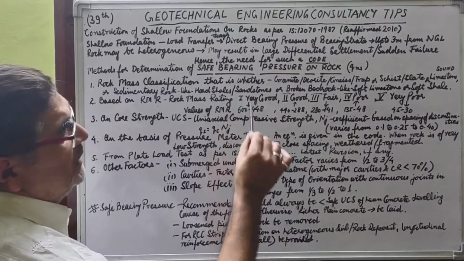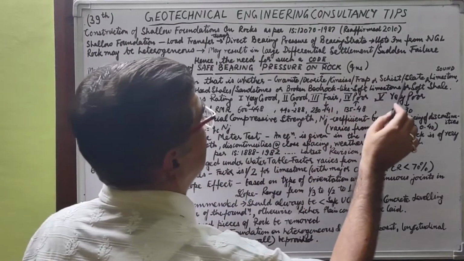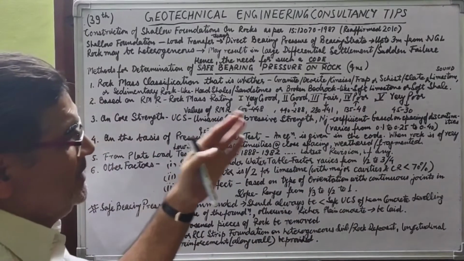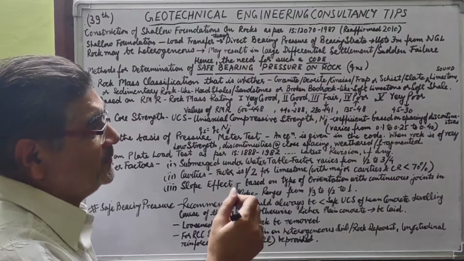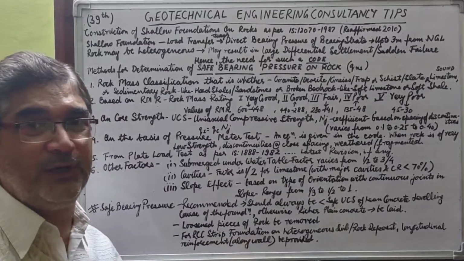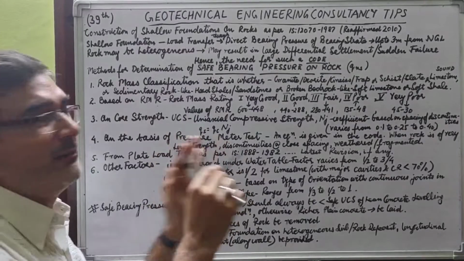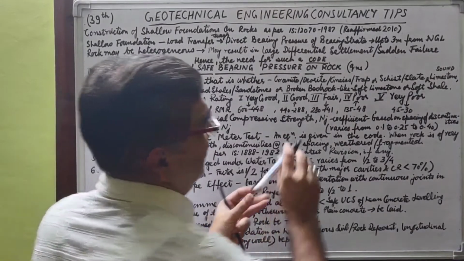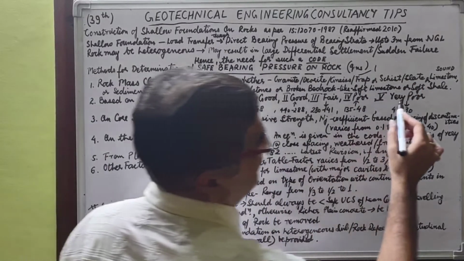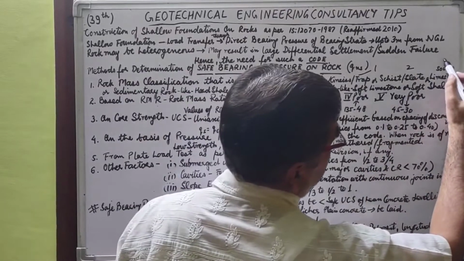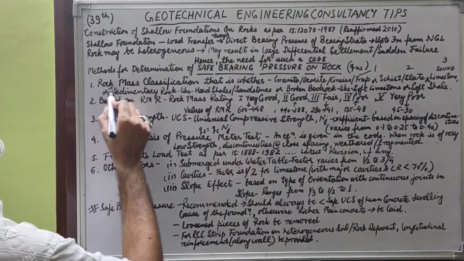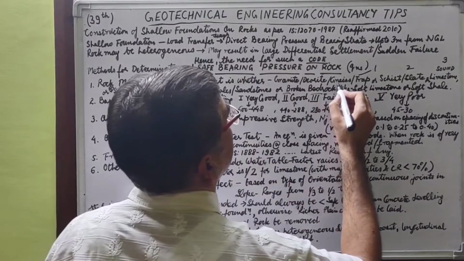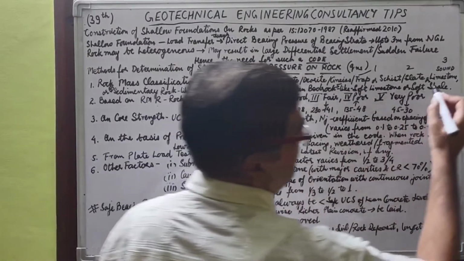So, this code has defined 6 kinds of rock, against which they have mentioned the safe bearing capacities to be adopted for that kind of rock if it is met with at the site. They have been defined as: granite, diorite, gneiss and trap, number 1; schist or slate, number 2; sound limestone, number 3; sedimentary rock, number 4; like hard shale and sandstones, number 5; broken bedrock, like soft limestone, and number 6 is soft shale.